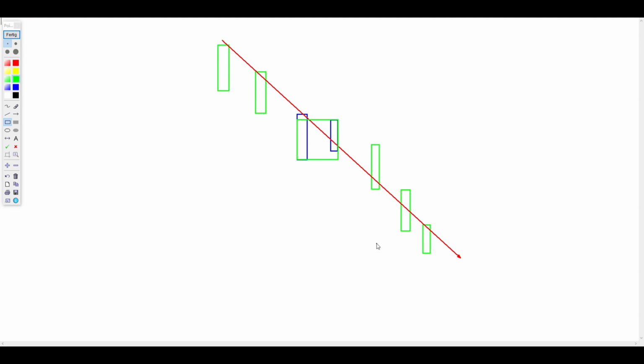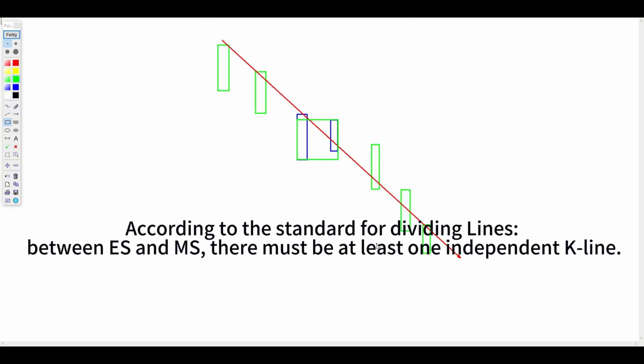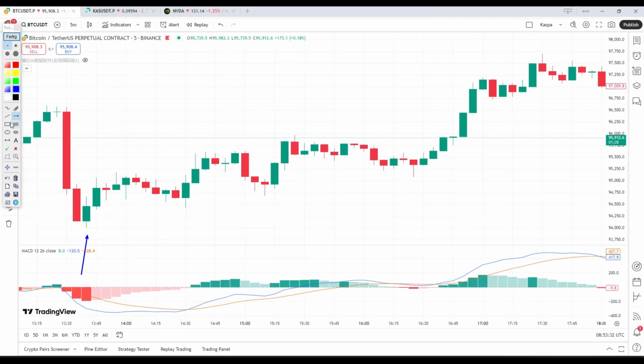Why do we handle K-lines in this way? The goal is to establish the line. According to the standard for dividing lines, between ES and MS, there must be at least one independent K-line. Next, let's divide the lines using an actual price chart.